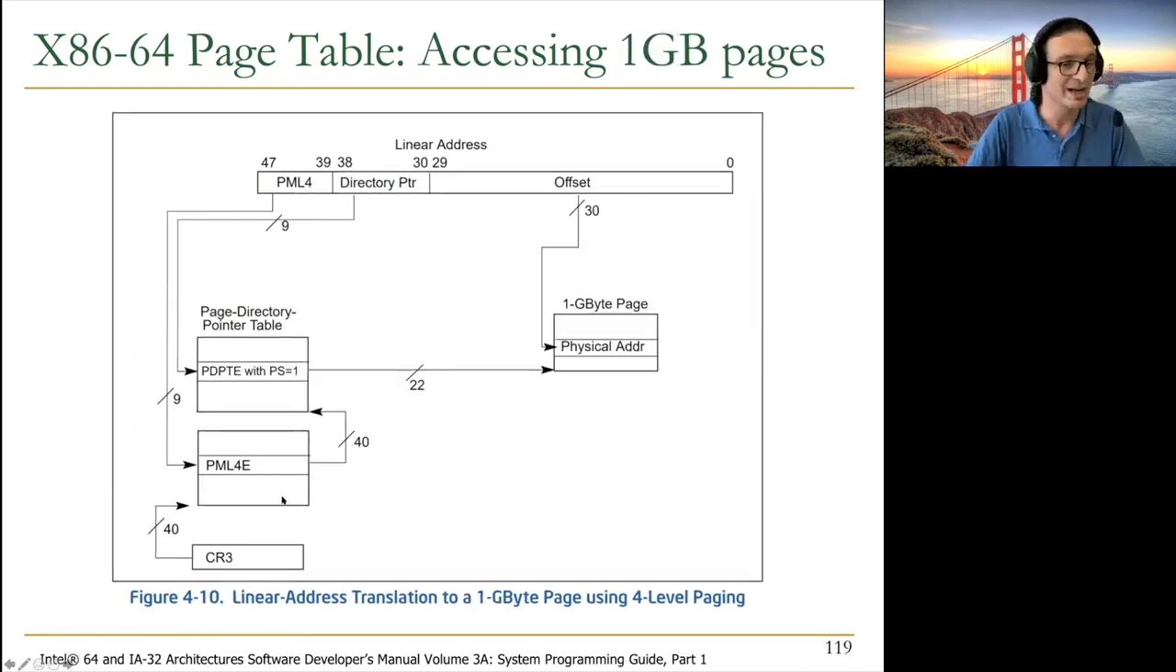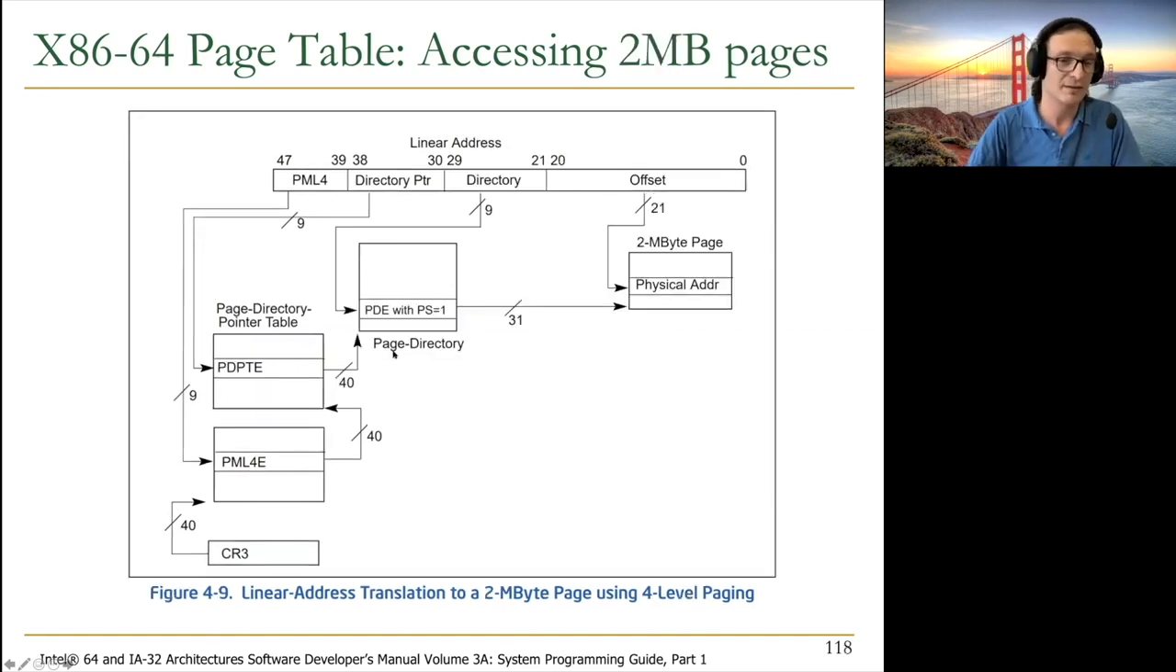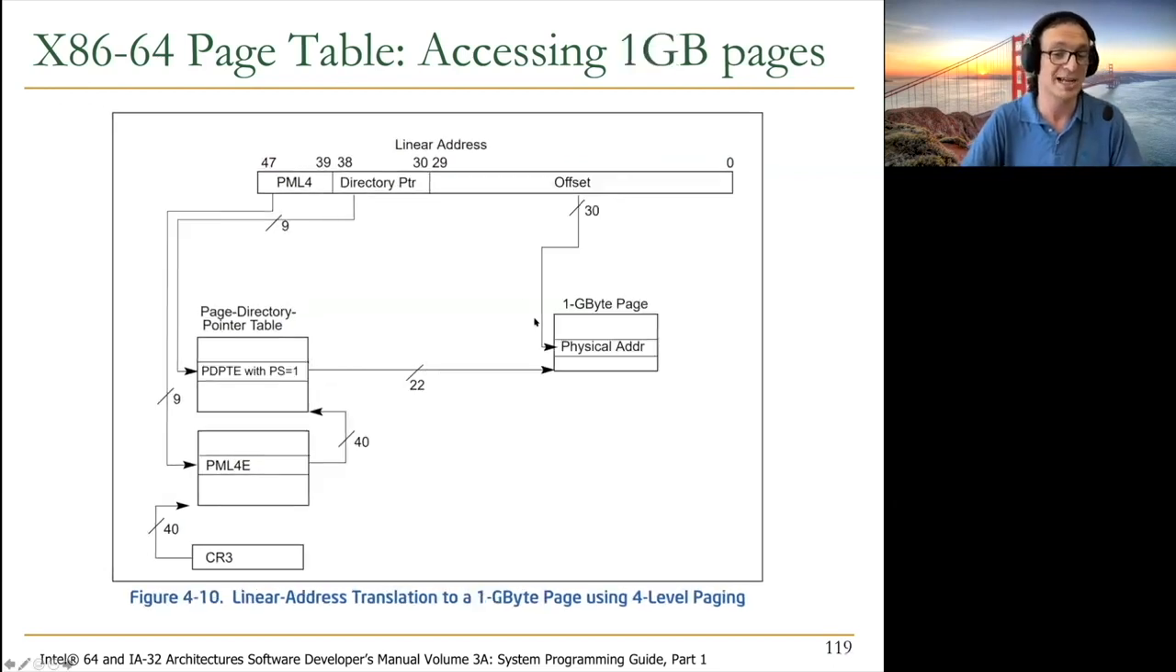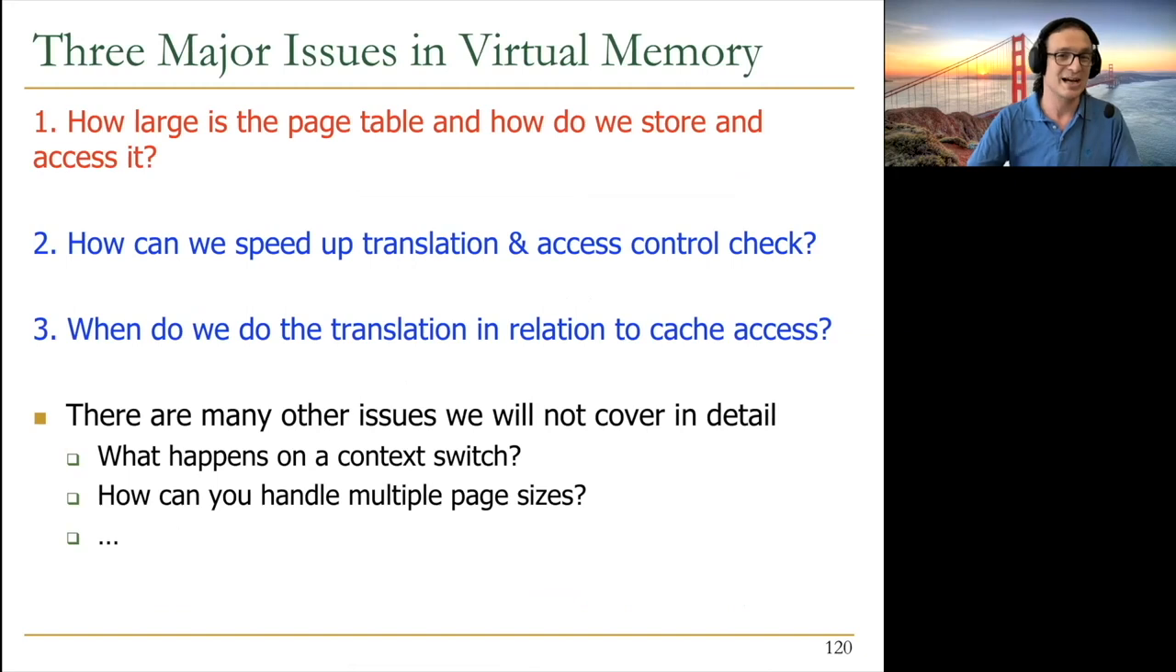So clearly for 1 gigabyte page, you actually don't have 4 levels, right? You have 2 levels over here. And you have 3 levels for 2 megabyte pages, but 4-level paging is the name of the paging mechanism that they use. That's why it's called 4-level paging. The maximum levels is 4 with the smallest page size. Okay, so that's how large the page table is and how complicated it gets, basically.